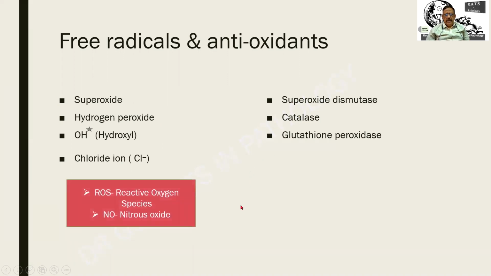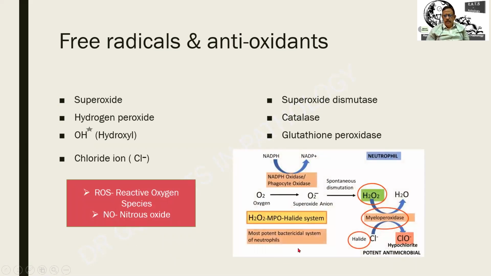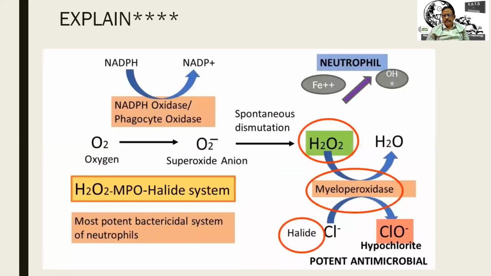And there are two methods of digestion. One is oxygen dependent, another is oxygen independent. Oxygen independent will be reactive oxygen species, and another one will be because of nitrous oxide. Let us see what is going to happen. So this is a simple schematic picture showing the plethora of actions that are taking place within the cell. We must explain this particular one.